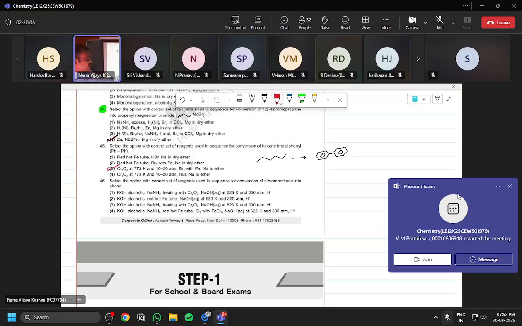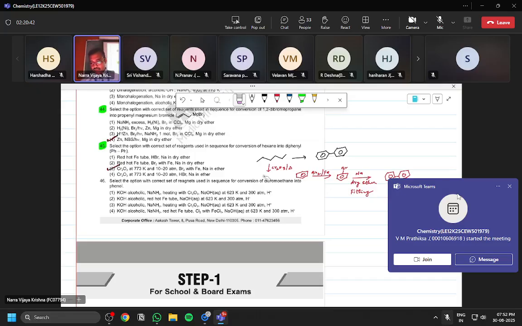First, what we are doing? Cr2O3 at 773 Kelvin. What happened? Aromatization. Means first I will get benzene. Now benzene is allowed to react with bromine in presence of iron. Bromobenzene. When bromobenzene is heated in presence of sodium, dry ether, Fittig reaction. Biphenyl. Correct? So answer is option 3. This is also okay.